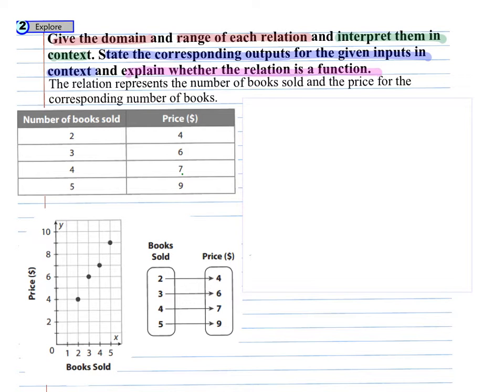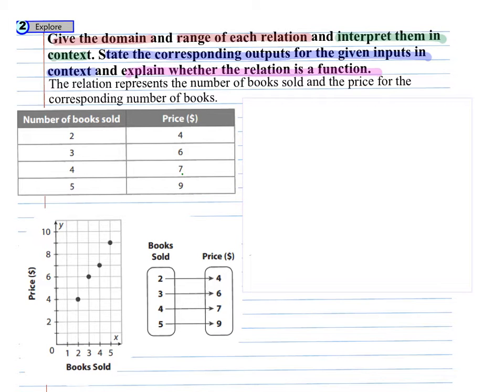So for this problem that we copied down yesterday, they're asking us to do a couple things. They're asking us to give the domain and range of each relation and interpret them in its context. Its context basically means books sold and price. If you remember from yesterday, our domain is our x coordinate, which is our input, and our y is our output.